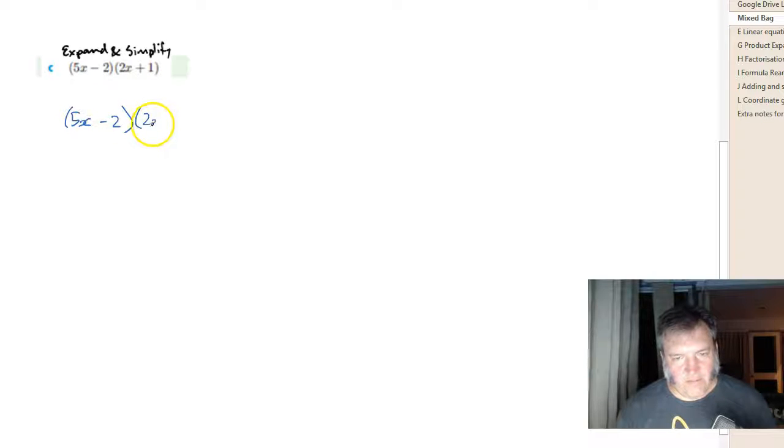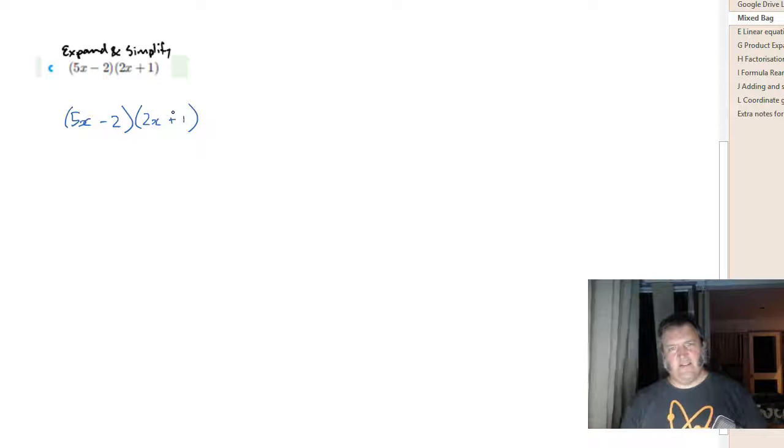Alright, we're up to our mixed bag review. Second question here, expand and simplify. I gave you a pretty nice one again here. Remember, there's a couple of ways we can do it, but what are we really doing when we're expanding brackets? We're just taking every term in the first bracket and multiplying it by every term in the second bracket. That's the best principle to remember.